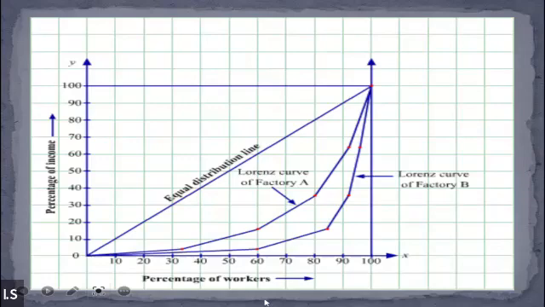So a Lorenz curve falling closer to the line of equal distribution has a low degree of dispersion, and a Lorenz curve falling away from the line of equal distribution has a greater degree of dispersion.